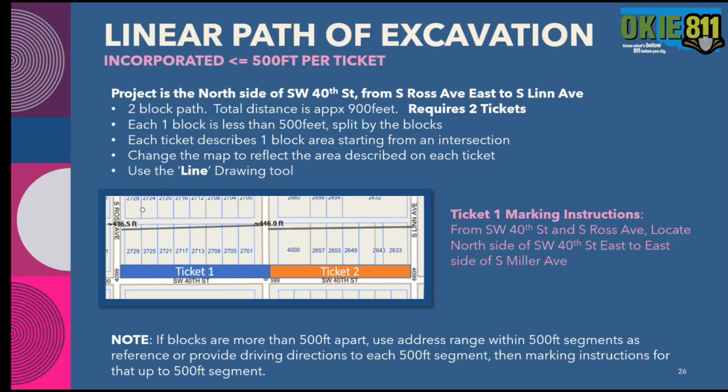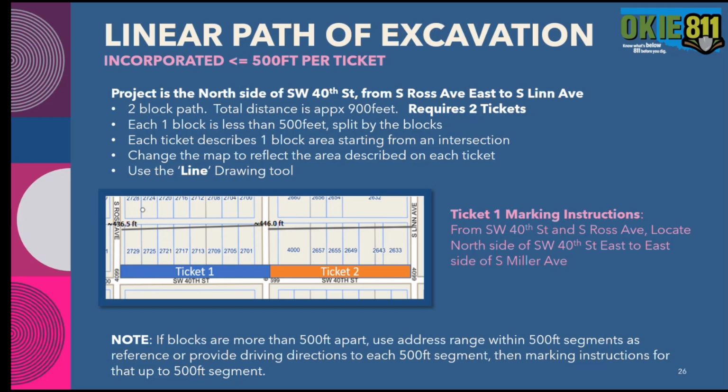The project in this example is on the north side of Southwest 40th Street from South Ross Avenue east to South Lynn Avenue. So that's a 2-block path, but the total distance is approximately 900 feet, and there is an intersection between there. So this is going to require 2 tickets no matter what, and the easiest way to do this one is to split it up by block because each block is less than 500 feet.